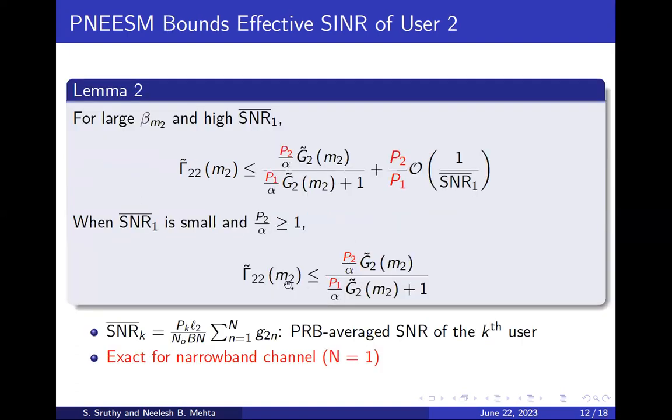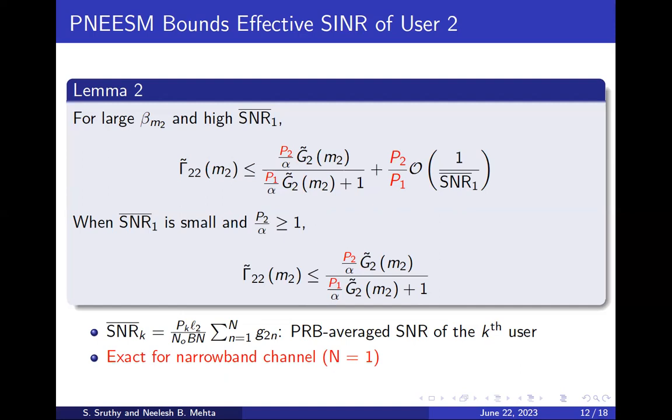In lemma 2, we upper bound the effective SNR of user 2 using the SNR by the power scale version of EESM of user 2. Again, we have showed that it's exact for narrowband channels. So now we got the upper bounds for the effective SNRs of users 1 and 2.